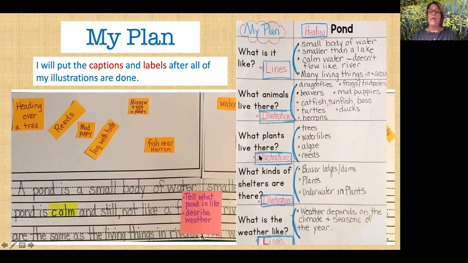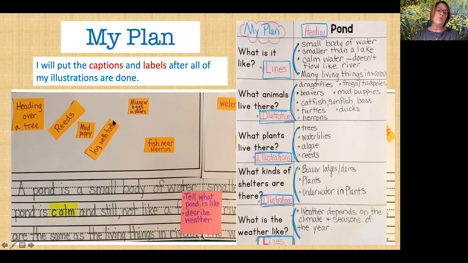I learned that ponds have these plants called reeds. And so I'm going to make my pond all this area right here. And I'm going to have reeds in this section. I learned about a mud puppy, which is an amphibious animal that lives in the pond.